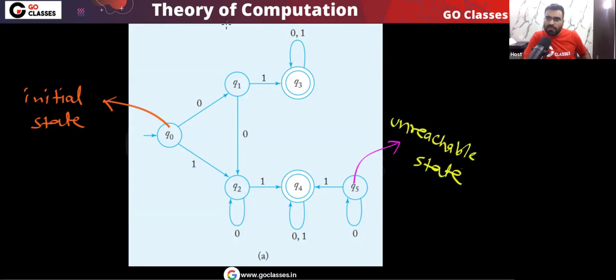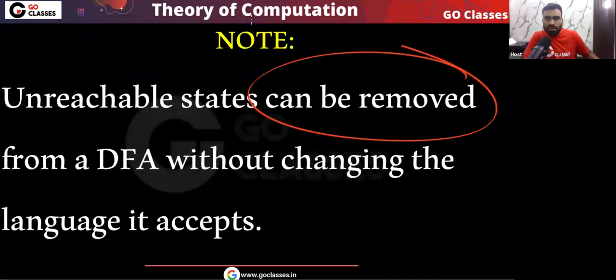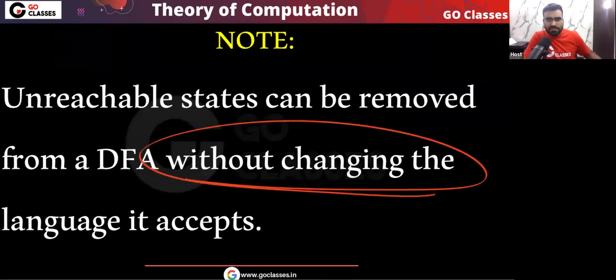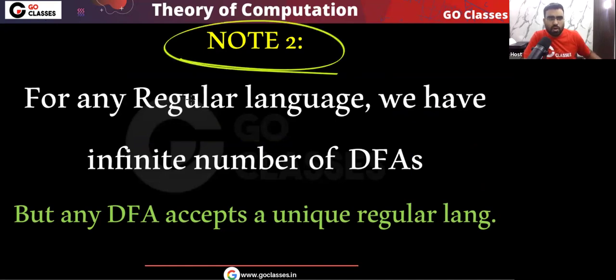And remember, we can remove the unreachable state without affecting the language. So this is a simple point. Unreachable states can be removed without changing the language. Okay, so this is a very simple point. Now let's see the next note, number 2.